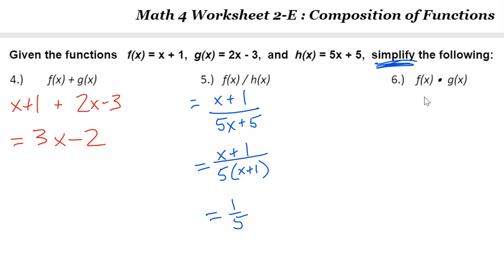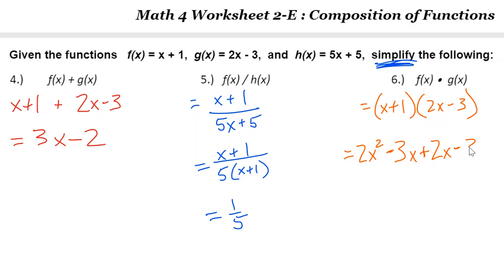All right. And so f of x times g of x. F of x is x plus 1. G of x is 2x minus 3. So whether you do box or foil, I'll leave that up to you. Something like this, you could just as easily foil it. First terms, x times 2x. Outer terms, x times -3. Inner terms, 1 times 2x. Last terms, 1 times -3. And I got some like terms there. That's what that's going to look like.